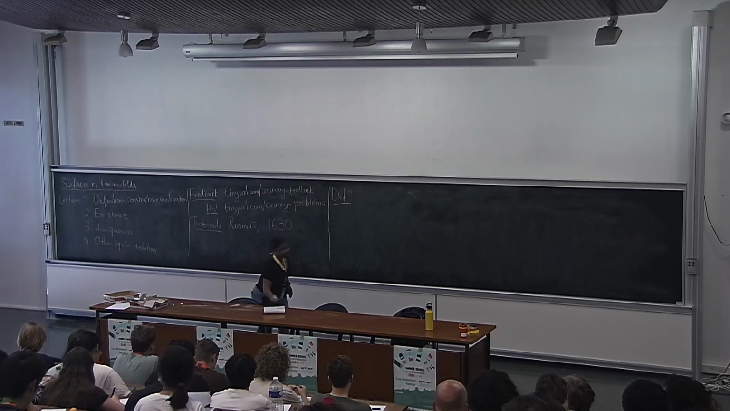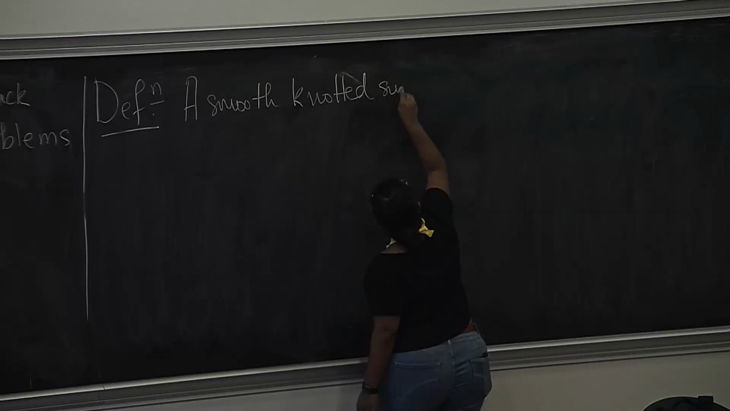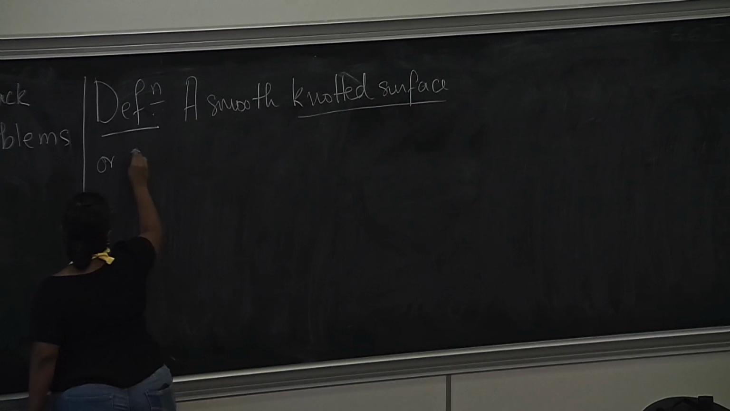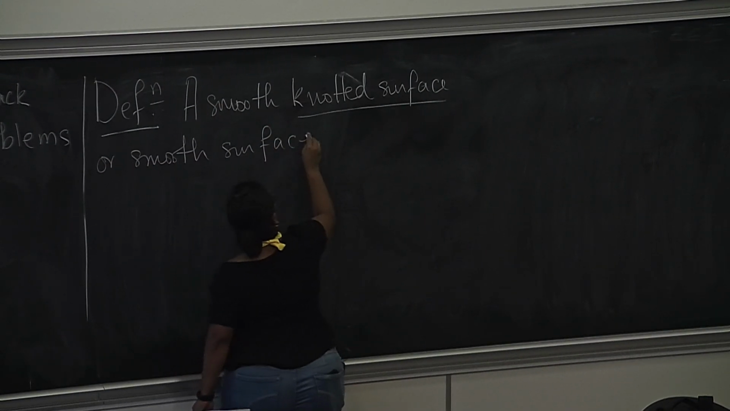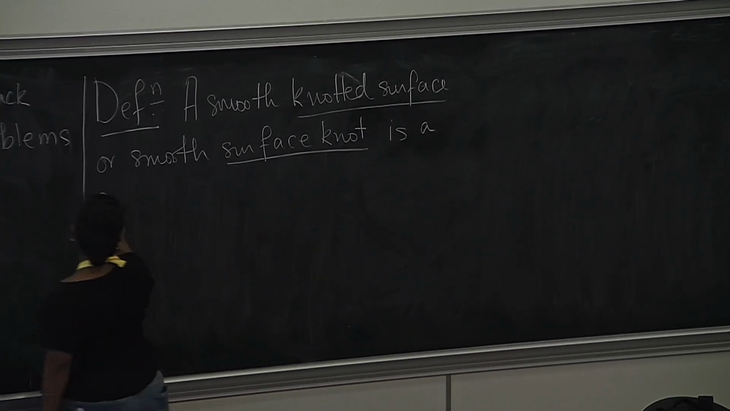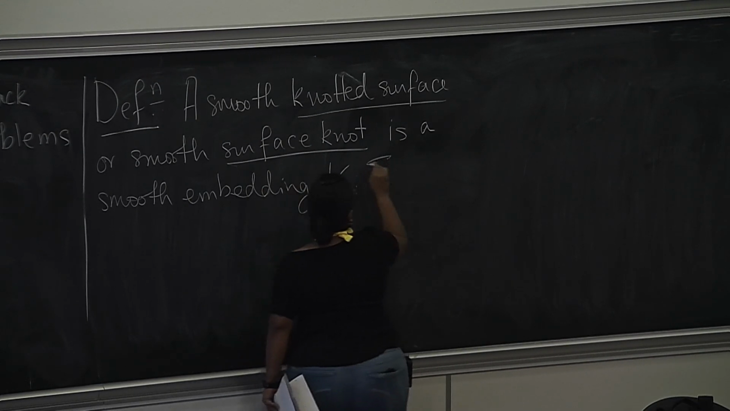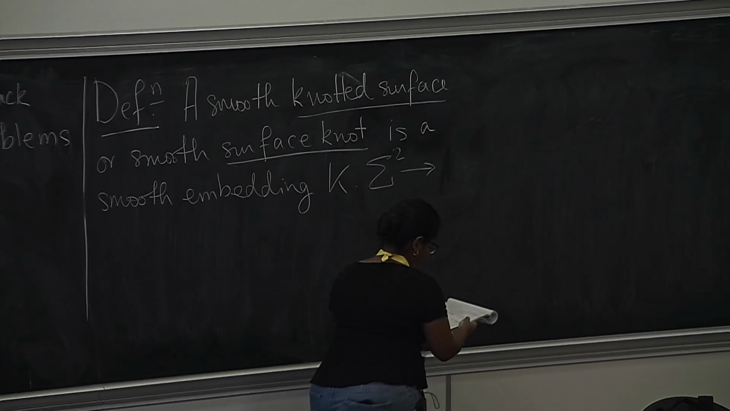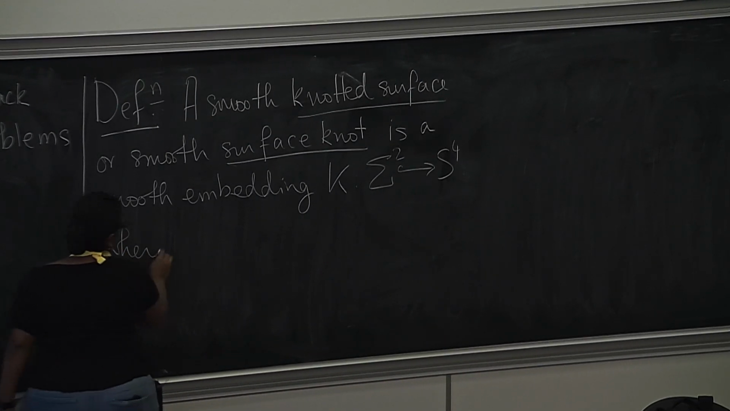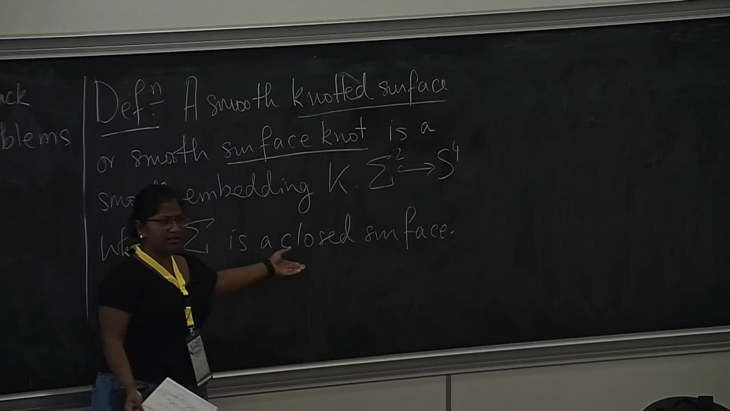So let's start off with a starter definition. A smooth knotted surface, for me, or sometimes a smooth surface knot, is a smooth embedding, I'm going to call it K, of some surface Sigma into, in general, some four manifold, but for now let me say S^4, where this is a closed surface. By closed, I mean compact, no boundary.